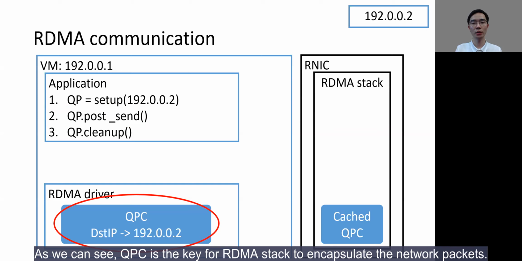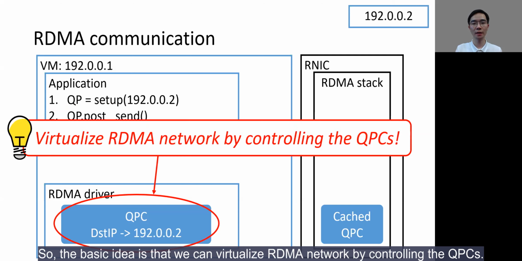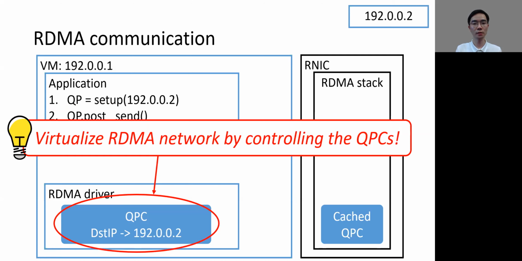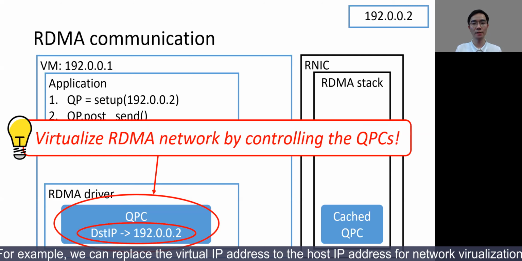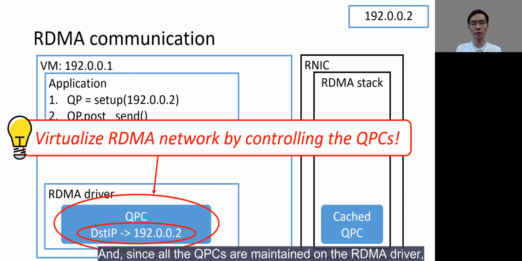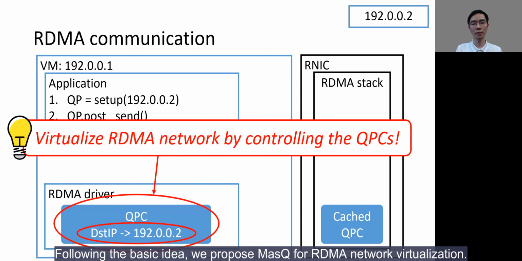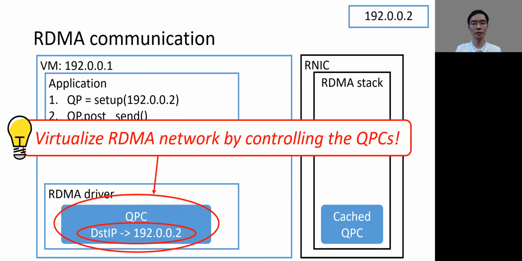As we can see, the QPC is the key for the RDMA stack to encapsulate the network packets. So the basic idea is that we can virtualize the RDMA network by controlling the QPCs. For example, we can replace the virtual IP address with the host IP address for network virtualization. And since all the QPCs are maintained by the RDMA driver, we can perform QPC control in pure software. Following the basic idea, we propose MasQ for RDMA network virtualization.